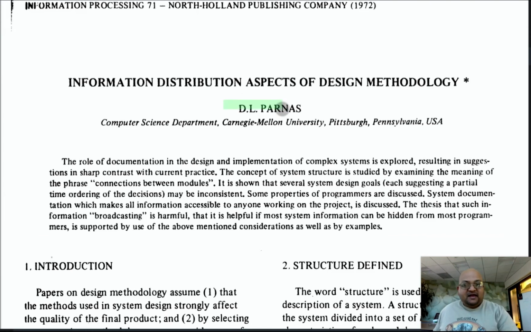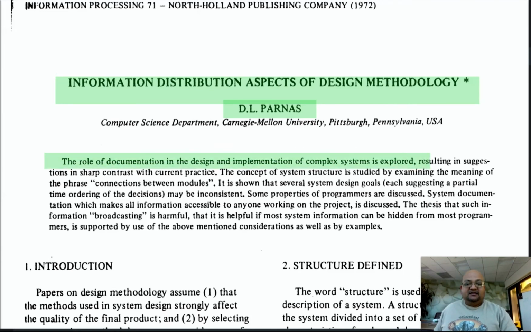Hi folks, today I want to look at another paper by David Parnas, and this paper looks at the role of documentation in the design and implementation of complex systems, essentially at how the distribution of information affects the design of these systems. This paper came out in 1972, and that's the same year that Parnas published his other paper, which goes into the criteria using which one should decompose a system into modules. I have another video which looks at that paper in detail.